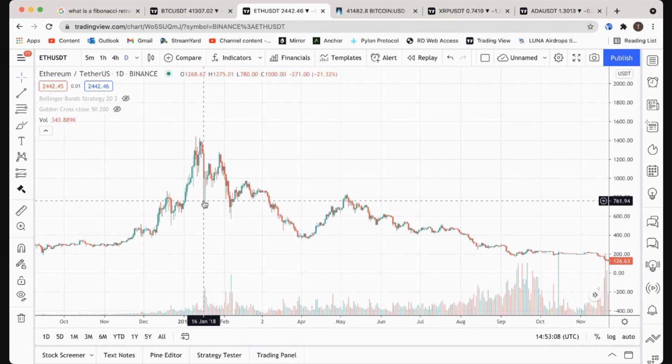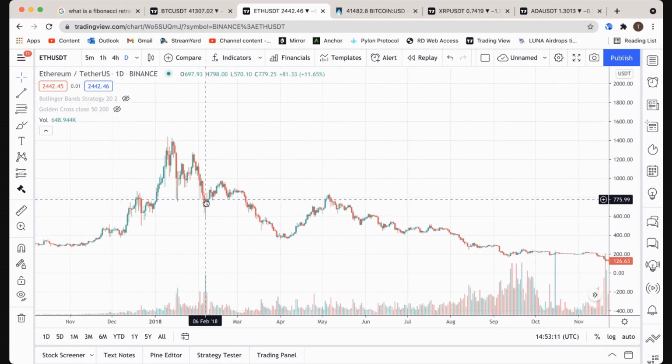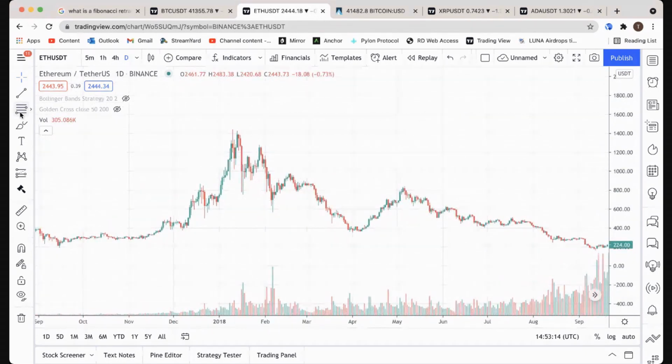But there was some capitulation. People would have got scared. But what the professionals would have done, they would have just waited for a retracement. Where would that retracement have gone to?